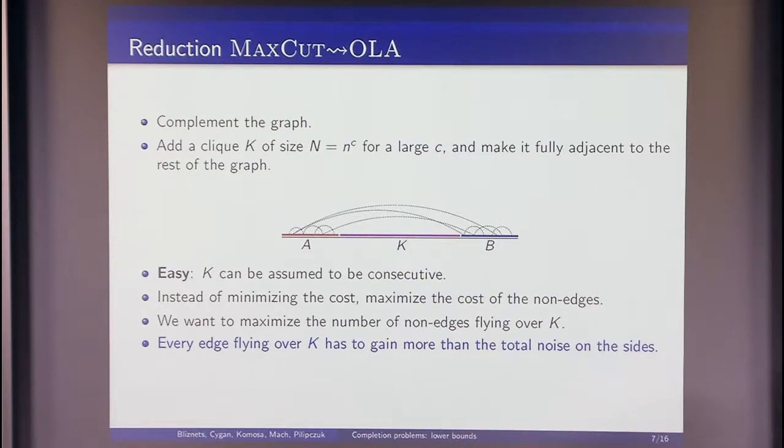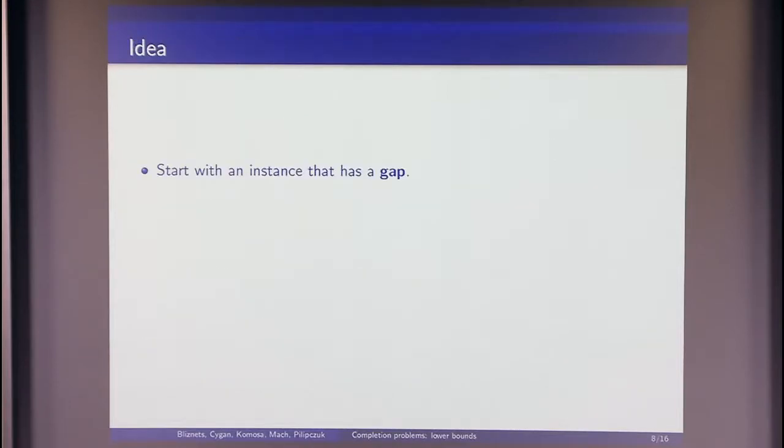Because if I can have a quadratic number of non-edges here, in total they will incur total noise of n cubed, which means that I want to take the click to be cubic size. Okay, so this is the problem. This is why this reduction doesn't work a priori.